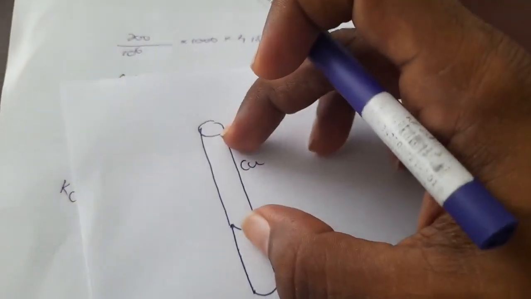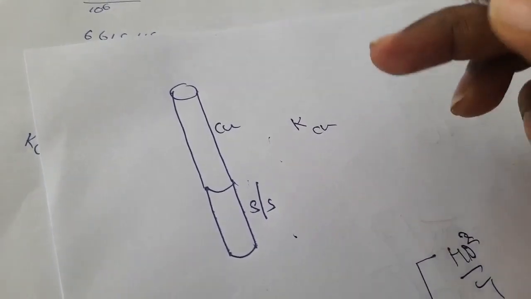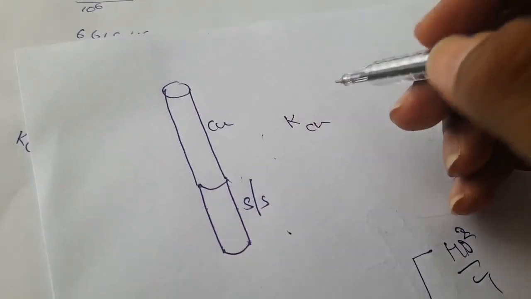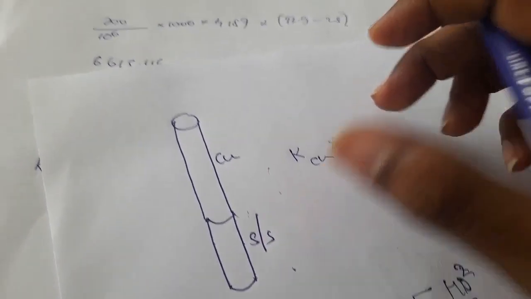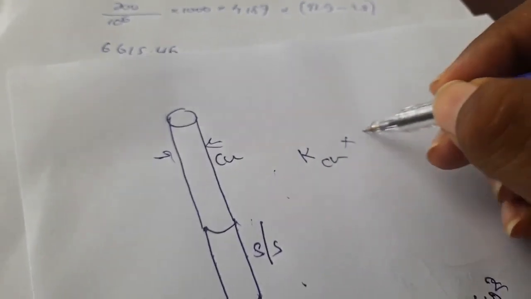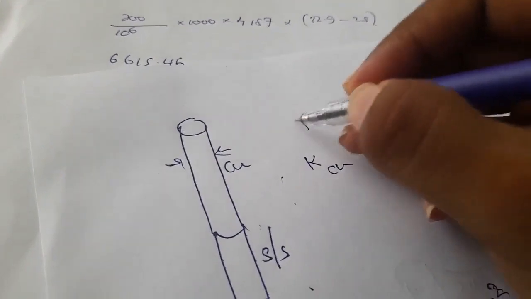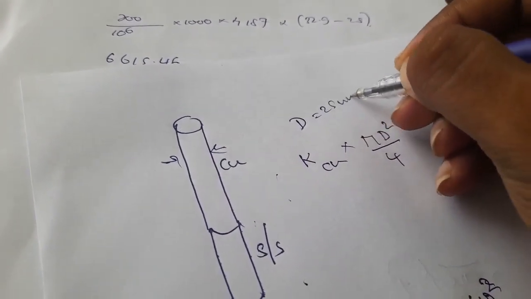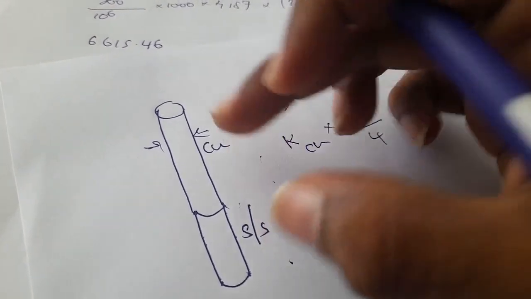So when you apply the Fourier equation for the copper material, that equation will be K copper, the thermal conductivity of copper that you have to find, multiplied by the cross-sectional area. How to find the cross-sectional area? If you know the cross-sectional diameter, you can find it with the formula pi d squared over 4. What is the cross-sectional diameter of copper? That is 25 millimeters, because the diameter will be the same for the stainless steel material as well, since it is a combined material.